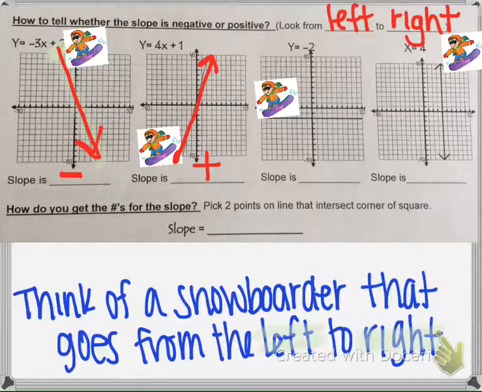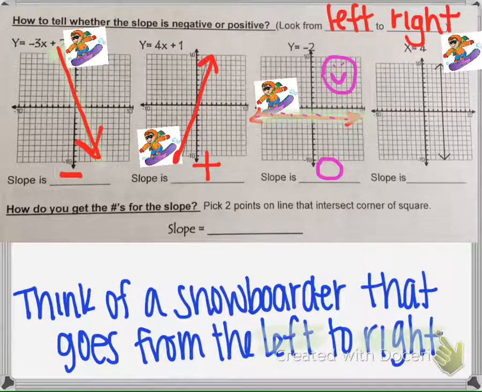Now here, it is a horizontal line. So if the snowboarder is going from the left to the right, he's just cruising along and just walking on the snow, everything's okay. So that helps me remember a slope of 0, because he's happy, everything's okay, he's just walking along on the snow.